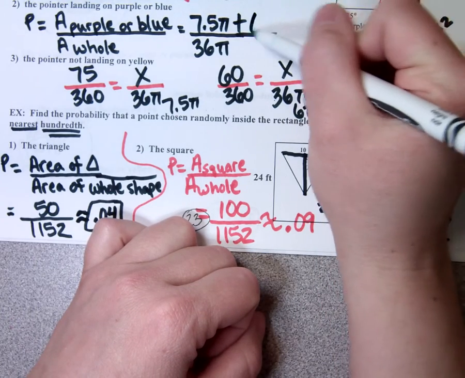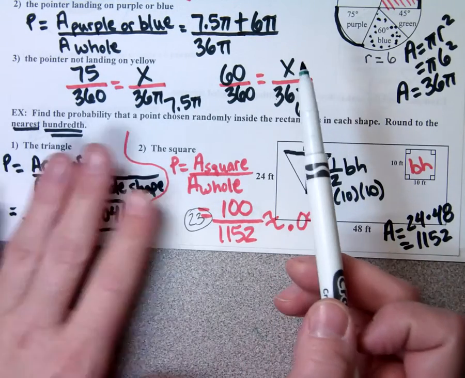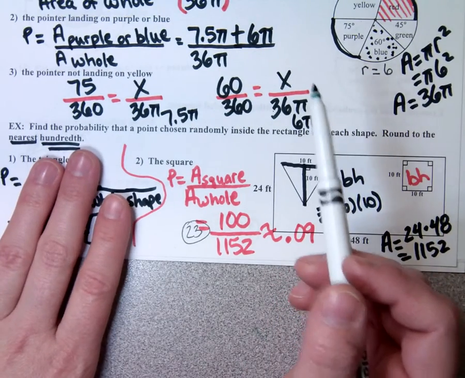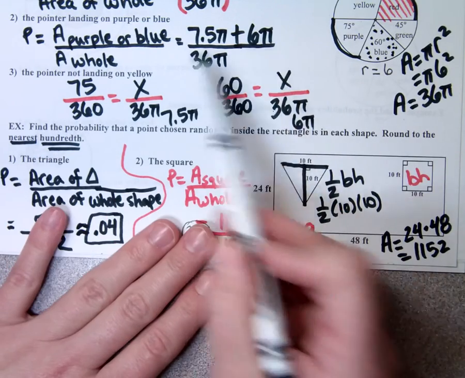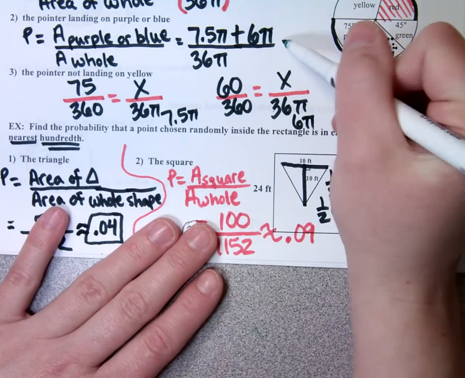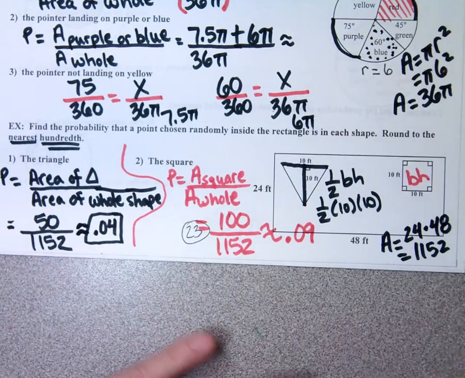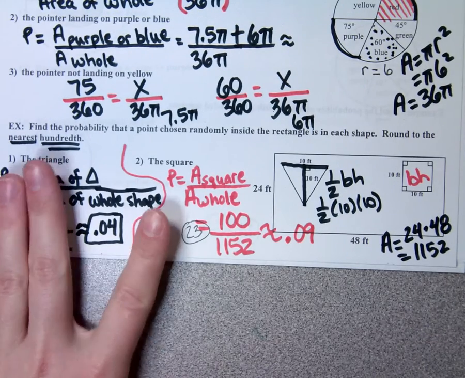Okay, so up here, I need to add that to the 7.5 pi, because I want the probability of landing on purple or blue. So I have to add the purple to the blue, and then I divide by the area of the total. Okay, everybody take a second and see if you can calculate this to the nearest hundredths. And I'll have Cooper draw another stick.